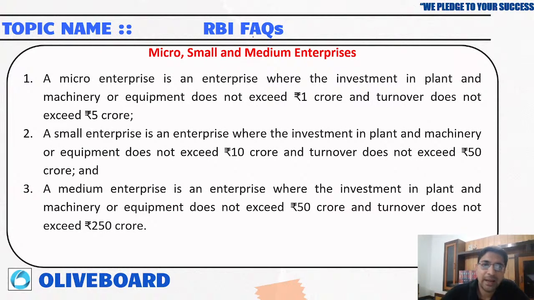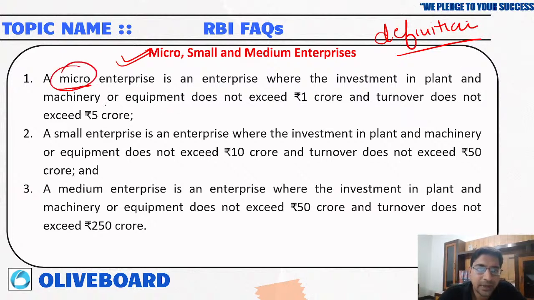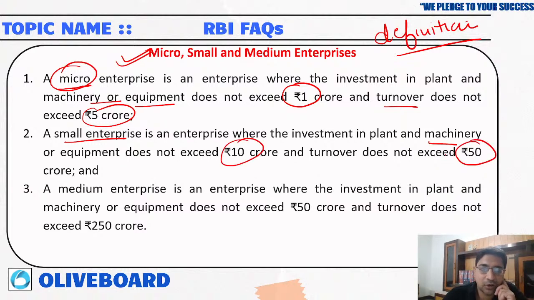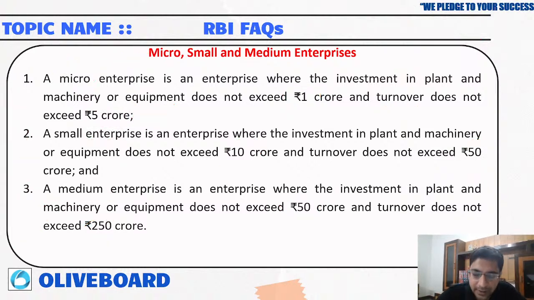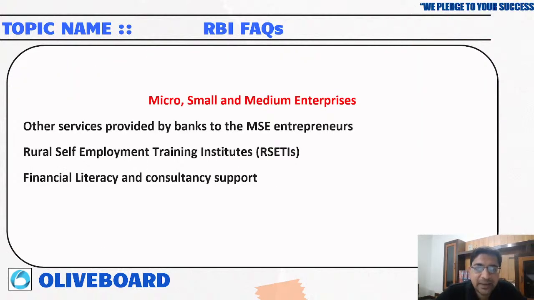Then MSME, micro, small and medium. The definition has been changed for the MSME sector. For micro, investment in machinery and equipment should not exceed 1 crore, and turnover should not exceed 5 crore. For small enterprises, machinery cost should not exceed 10 crore and turnover should not exceed 50 crore. For medium enterprises, it should not exceed 50 crore in machinery and 250 crore in turnover. So this is the new classification.